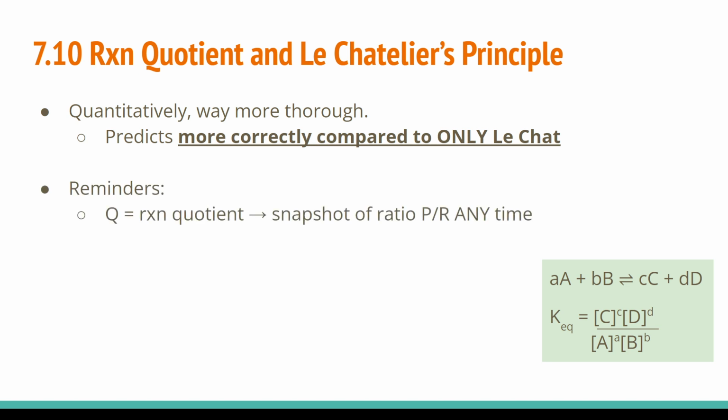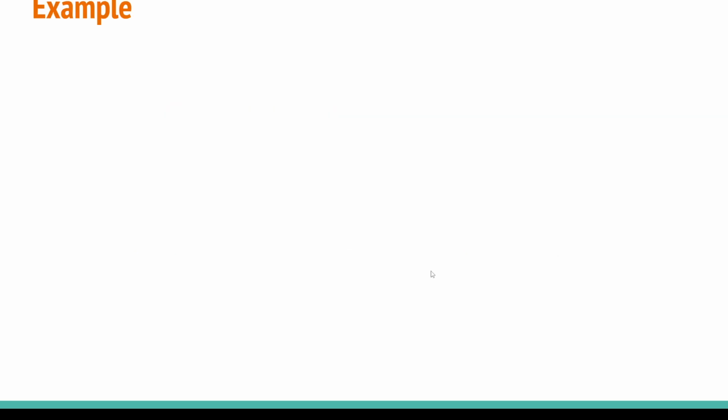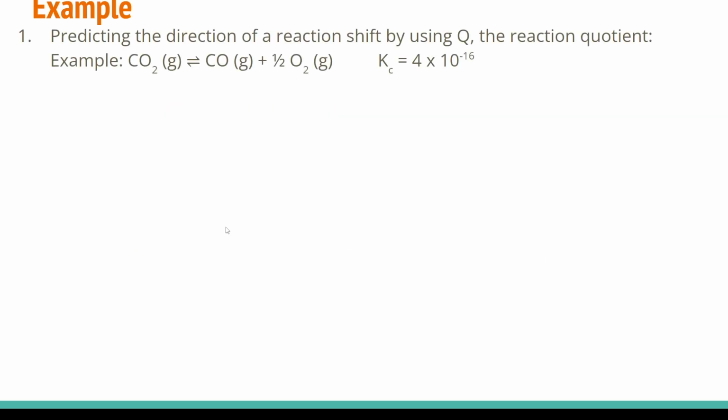So again, Q is reaction quotient in case you forgot, and it is the reaction at any time, so the amount of product versus reactant at any time. And so whatever your Q value is, you can figure out what direction the reaction is going to go in order to go back to equilibrium. Because remember, K is a constant for equilibrium, and Q is at any point. And so if Q is different from K, then it's going to shift back to equilibrium. So, example.